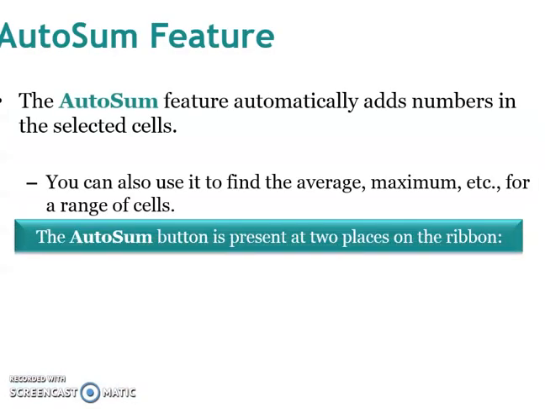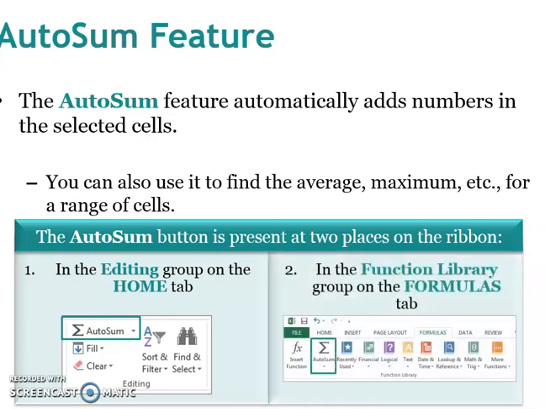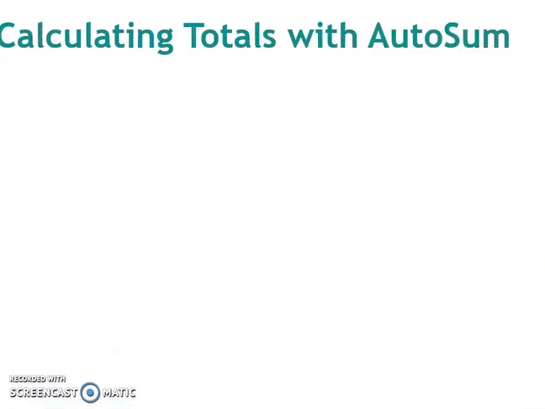The AutoSum feature automatically operates your operations like average, maximum, minimum, and there are a lot of operations in AutoSum. In the AutoSum feature, it automatically adds the numbers in the selected cells. You can also use it for average, minimum, maximum, subtraction, and many others. And this AutoSum button is also present in your ribbon. In the editing group on the Home tab, that is the AutoSum. And also in the function library on the Formula tab, there is also AutoSum.